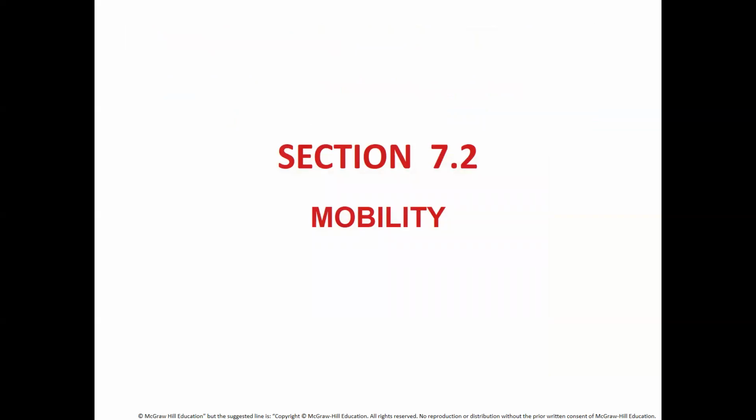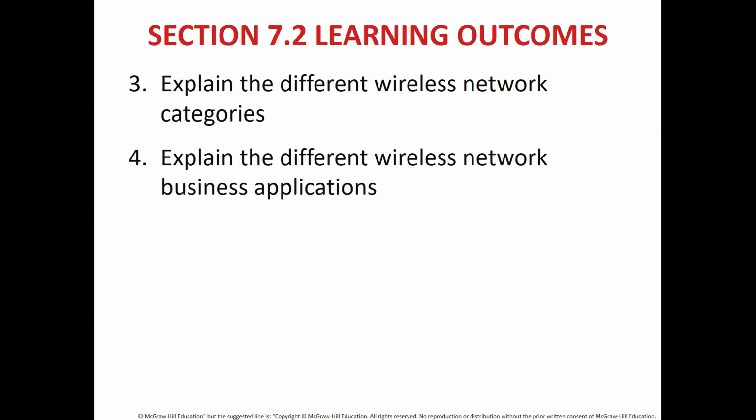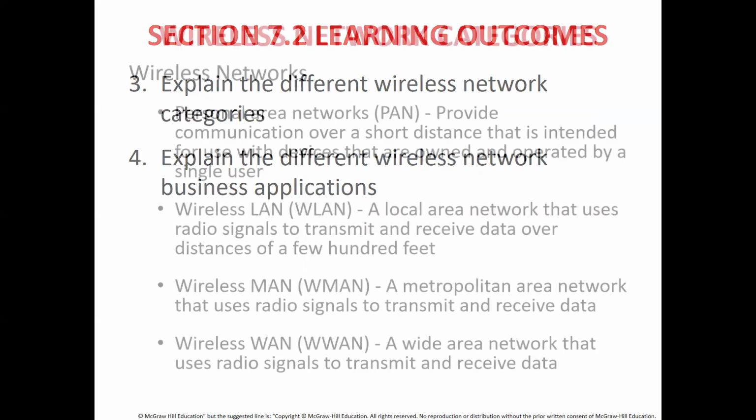Section 7.2, mobility. The word mobility means movement. How mobile you are. That's why we have mobile phones, phones that move with you. So in talk of mobility, normally you're talking about wireless networks. Explain the different wireless network categories and the different wireless network business applications.